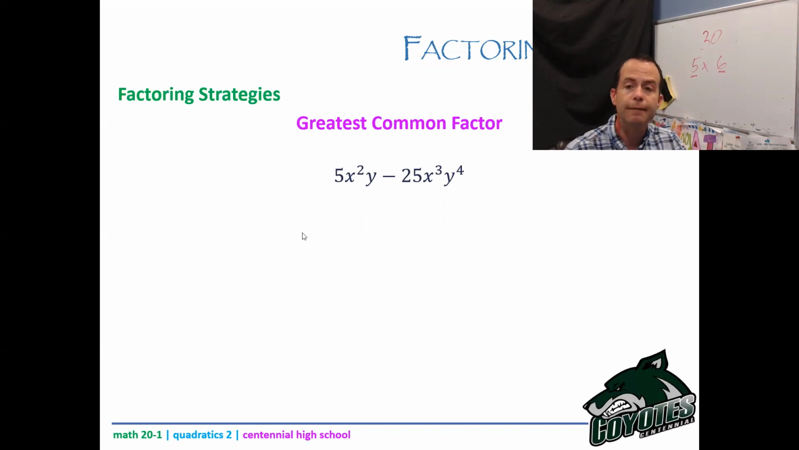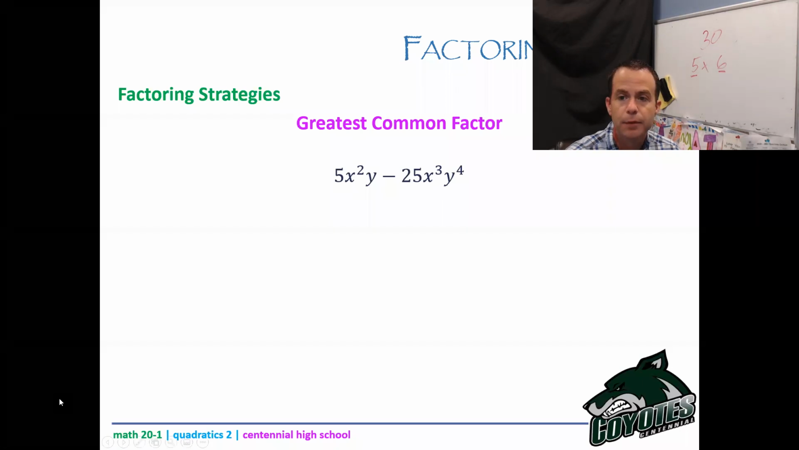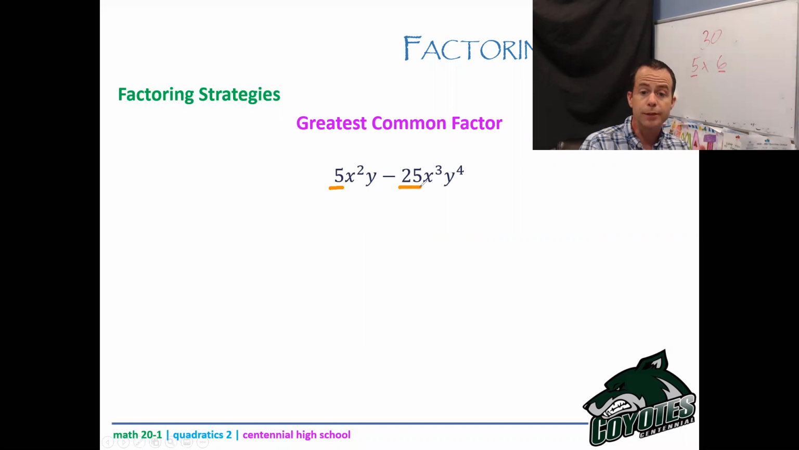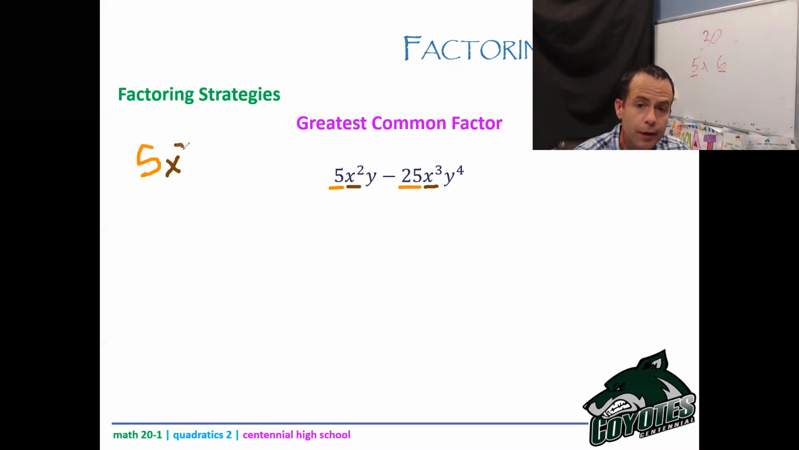So when you're looking at 5x squared y, and you're looking at 25x cubed y to the 4, just deal with each kind of piece first. Between 5 and 25, the greatest common factor there is 5. So I know for sure I'm going to be able to take out a 5. Okay, then I'm looking at, I'm just going to switch colors here to make this a little easier, x squared and x cubed. Well, what's common to both of those piles? X squared is common to both of those piles. So that means I can actually take out an x squared.